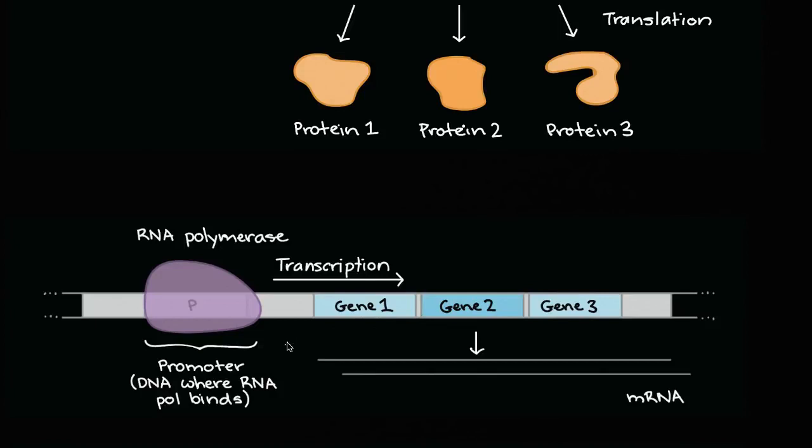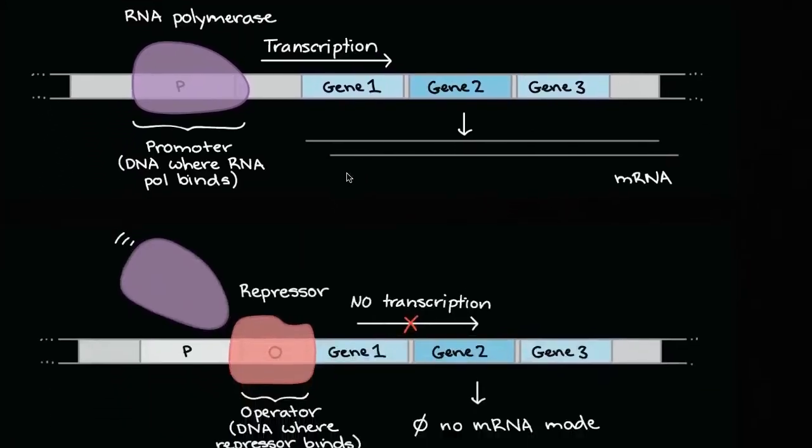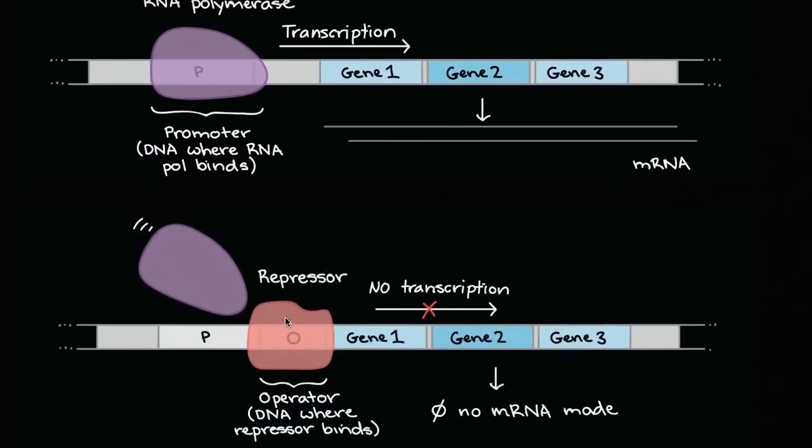But what if we're in an environment where we don't want to transcribe this particular operon, this particular series of genes? Well, then something in our environment might allow repressors to take action. So what are we talking about when we say a repressor? Well, a repressor, right over here, you see it attaching to a sequence of DNA after the promoter, and so it blocks the RNA polymerase from being able to do the transcription.